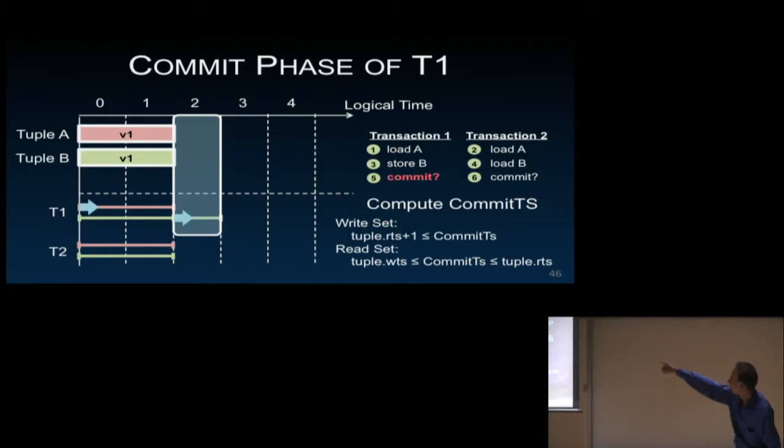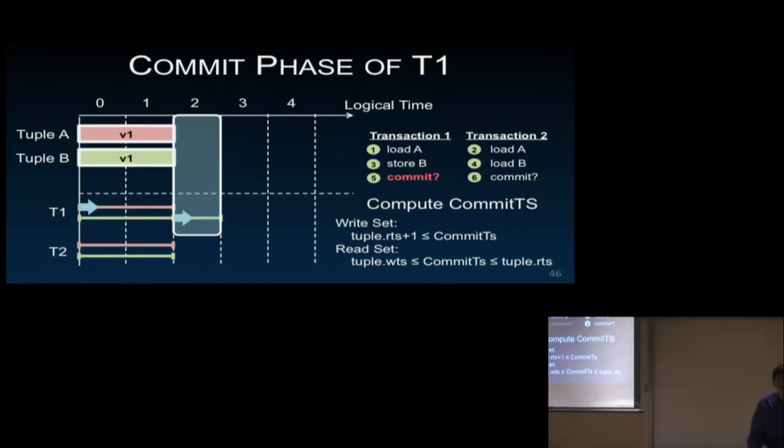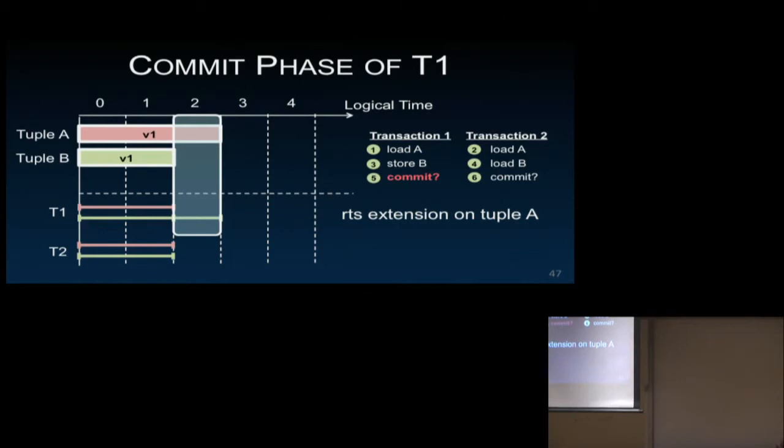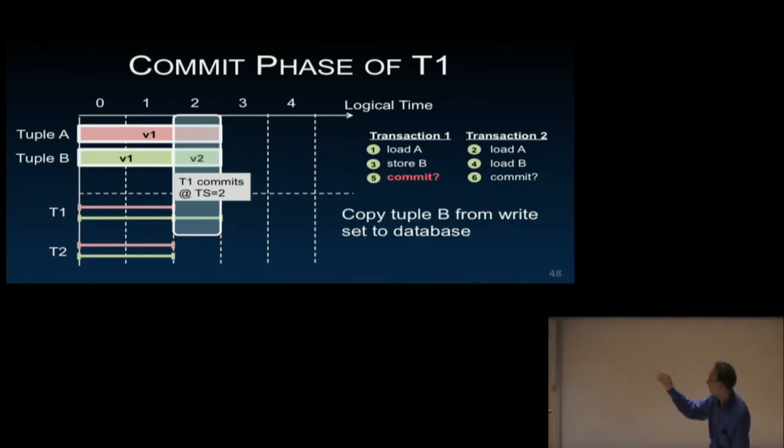Let me just go back here. This is not true for this value because I need this to be after, and the RTS expired right there. So I'll have to ask for an RTS extension if I want this commit timestamp to be that. If I don't get it, I have to abort. And so that's my commit timestamp. It commits at TS equals 2. And at that point, I can go ahead and write it to the database because I've computed a commit timestamp.